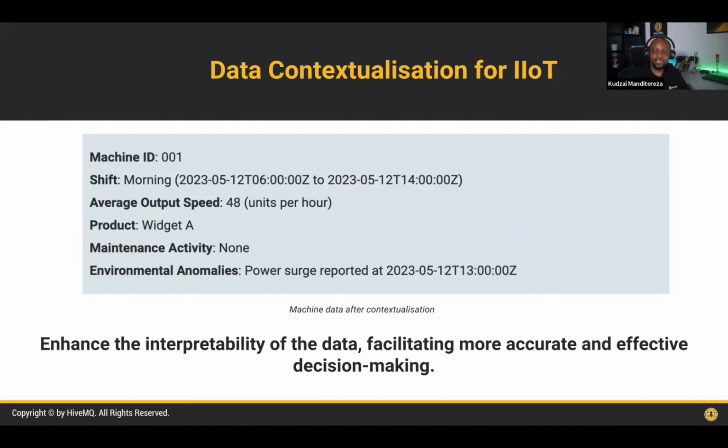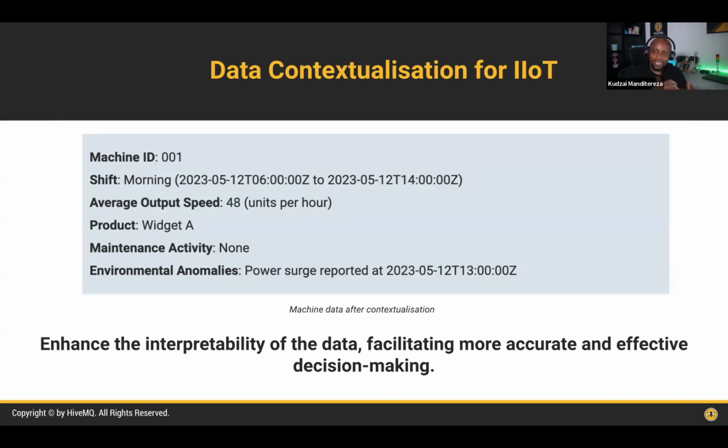Maybe it makes sense for you, whenever you're collecting data, to point out if ever there was a maintenance activity being carried out in the last 20 minutes or 2 hours, whatever the case may be. You're adding context to that data. Are there any environmental anomalies? Was there a power outage reported at any given time?